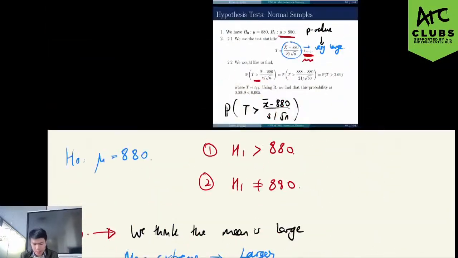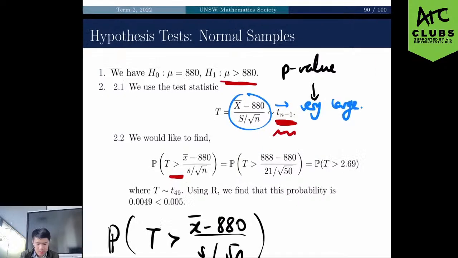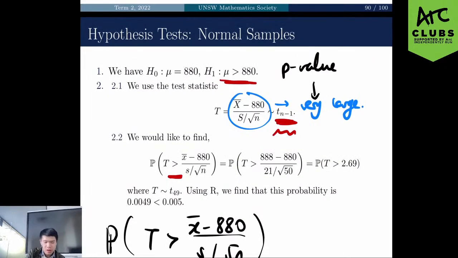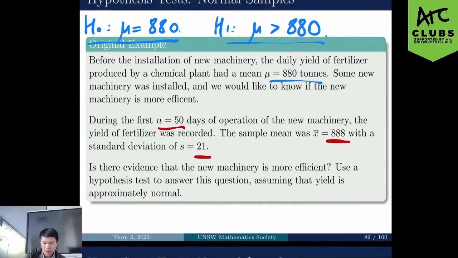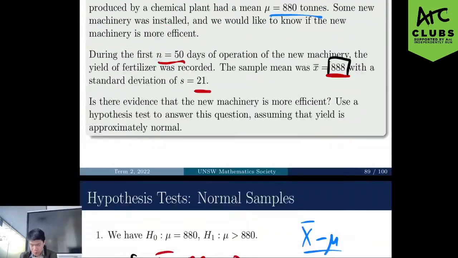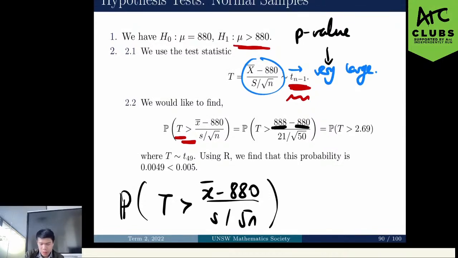But basically the next step is actually just to calculate the actual number, right? So we want to calculate the probability that t, where t is actually the t(n minus 1) distribution, is greater than the value we observed. So sub in everything we got. We got a new sample mean of 888. 888 minus 880 is 8. Divide by s on root n, which is 21 on root 50, and we get t is greater than 2.69.